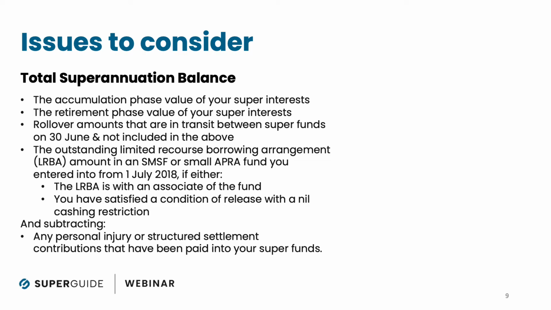What we can then look at is each of the total super balances of those separate members. So, going back to your question, how do we work out the total super balance of the members? It's the value of their amounts held in accumulation phase, plus any amounts held in retirement phase, like pensions, etc. Plus any amounts that might be rolling around in the super system between funds.